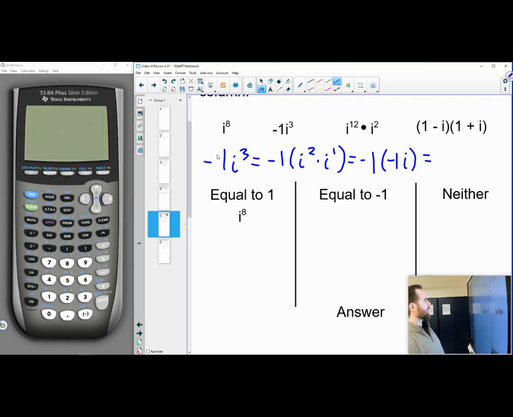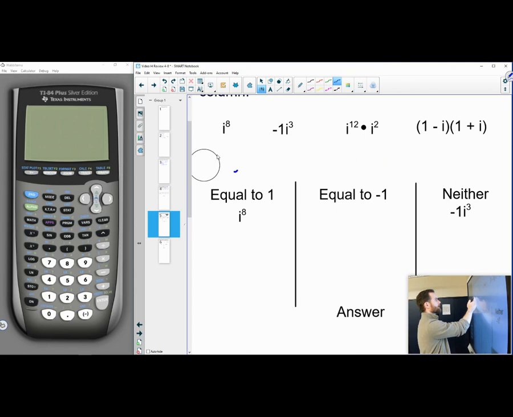And then negative 1 times negative 1 is positive 1. So we get 1 times i, which is i. So that's neither 1 nor negative 1. So that's neither. So that one goes right there. Okay. Next up, we've got i to the 12th times i squared.